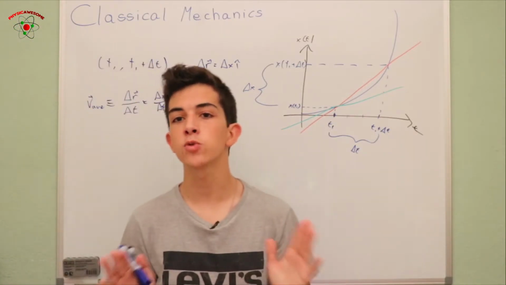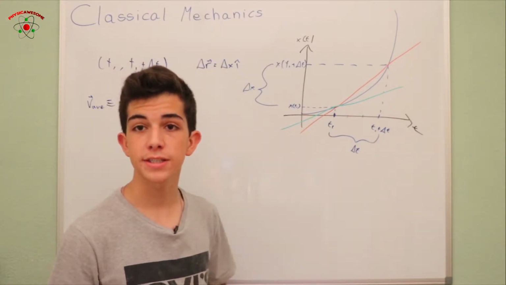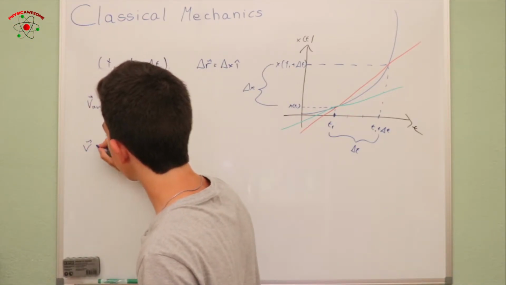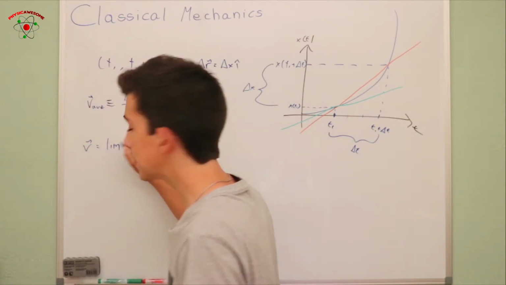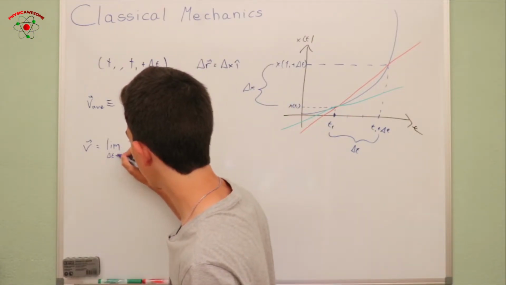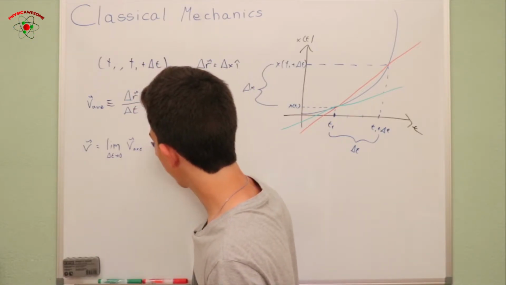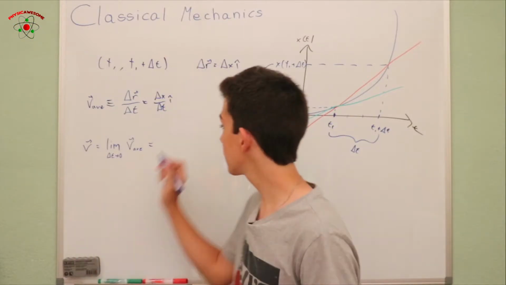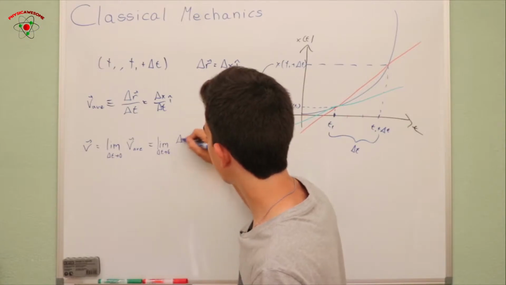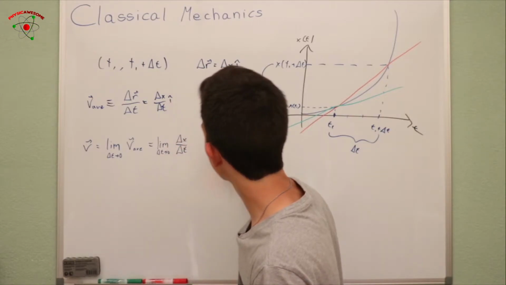Let's analyze this situation analytically. Taking smaller and smaller delta t's is equivalent to taking the limit. So instantaneous velocity equals the limit as delta t goes to 0, as we said before, of what? The limit of average velocity. And this is equal to the limit as delta t goes to 0 of delta x over delta t. That seems like a 6, not a 0.